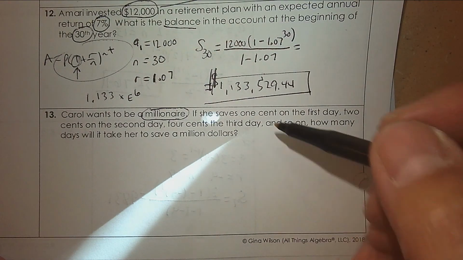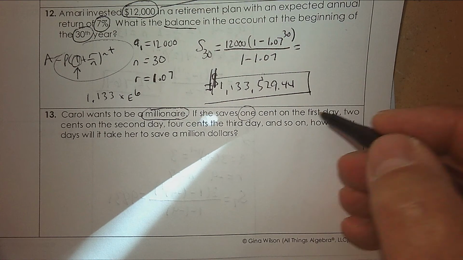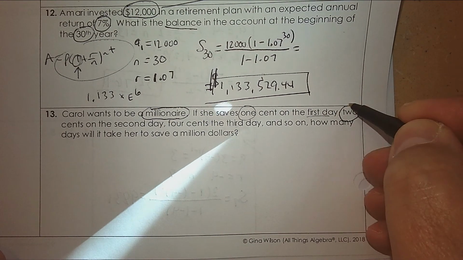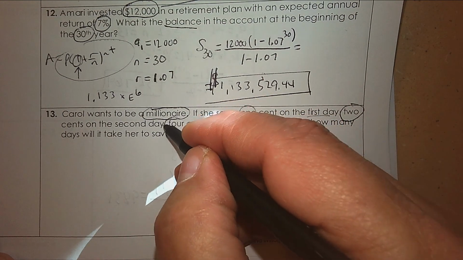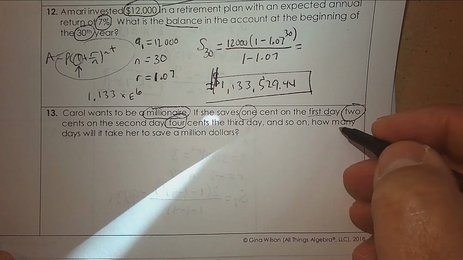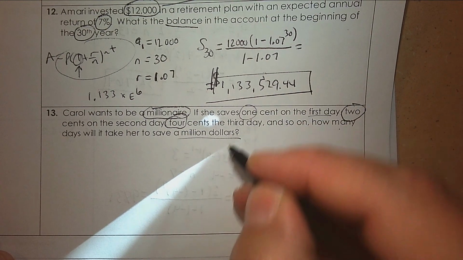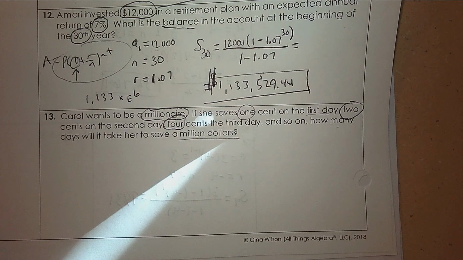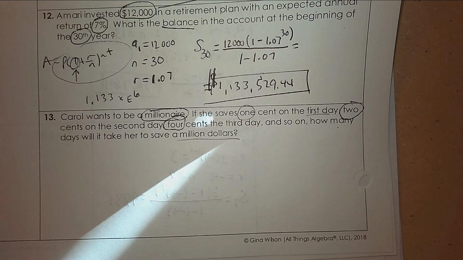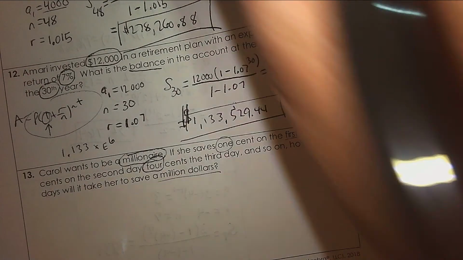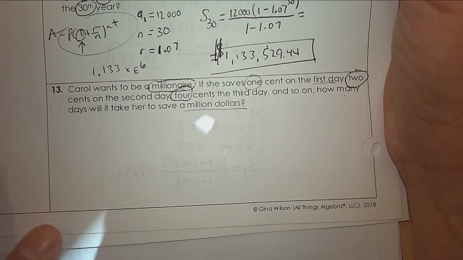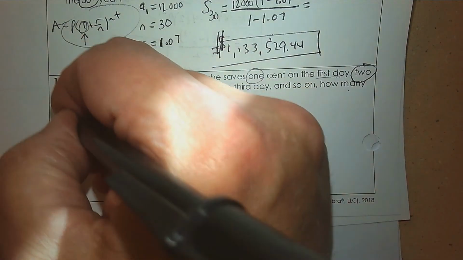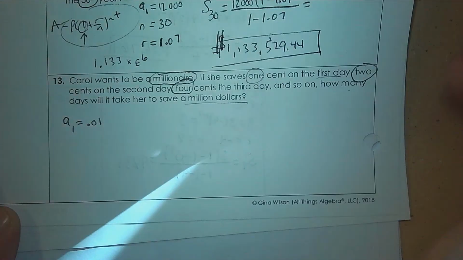If she saves 1 cent on the first day, and then how many cents on the next day? 2 cents. And then how many cents on the next day? How many days will it take for her to have $1 million? Here we go. You ready? It doesn't sound like a lot, does it? A penny, then 2 pennies, then 4 pennies. So on the first day, how much did she save? 1 penny.